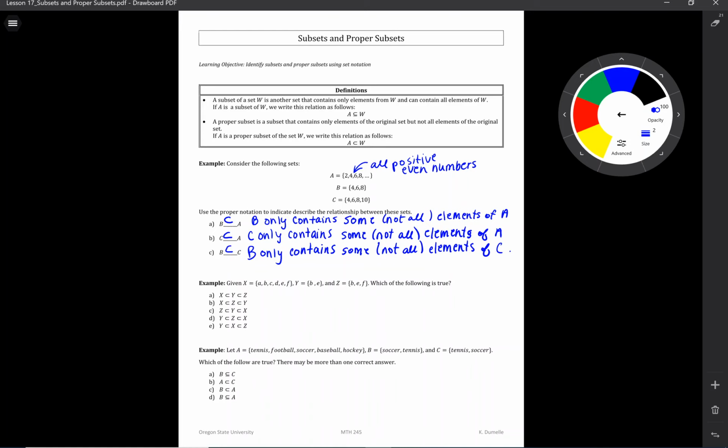So let's write this out. X is a proper subset of Y. Y is a proper subset of Z. That is what this is saying. So if that were true, I would need the elements in X to be only elements in Y. And we can see that that's not true. X contains elements that are not in Y. So this is not true, as X contains elements not in Y.